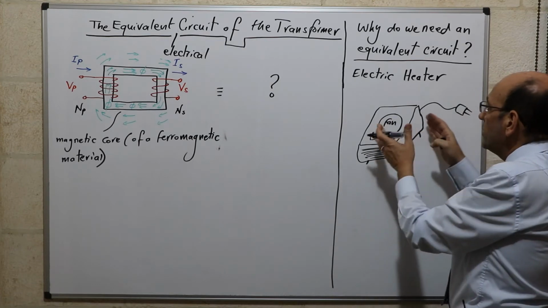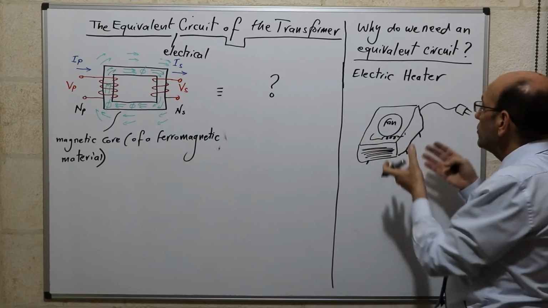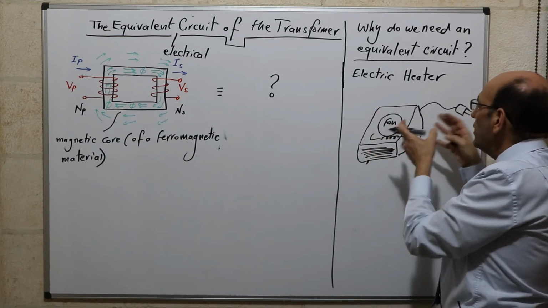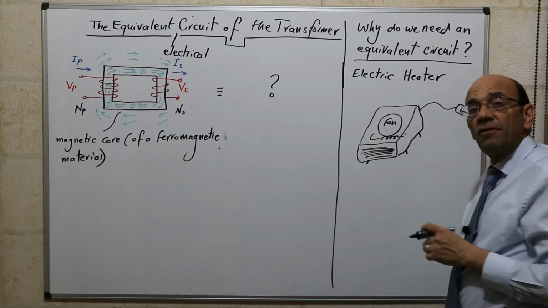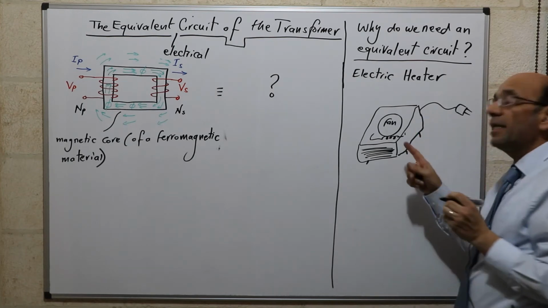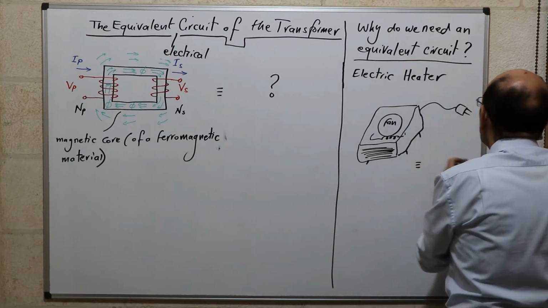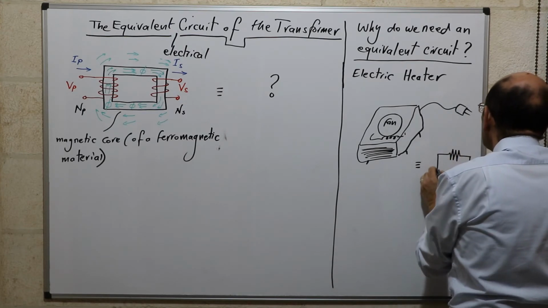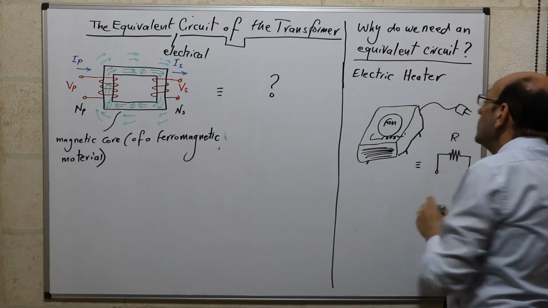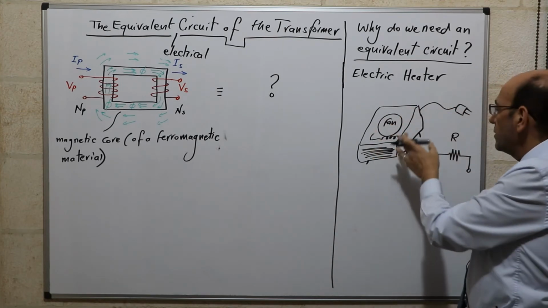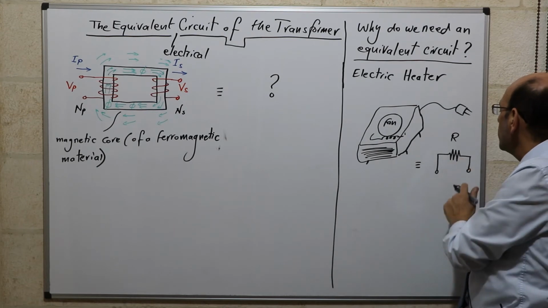We're not interested in the shape of the heater. We're not interested in the color of the heater. The only thing we are interested in is how it behaves electrically. So we would say then that the equivalent electrical circuit model of an electric heater is simply a resistor. So we've abstracted everything about the electric heater into just the equivalent circuit model.